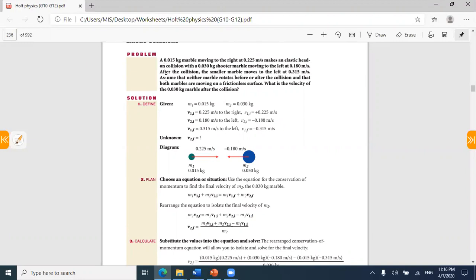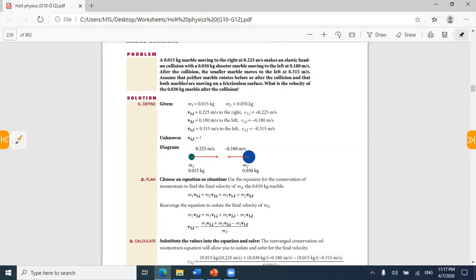I think it is in page 209. A 0.015 kilogram marble, so this is M1, moving to the right with 0.225 meters per second, V1 initial, enters into an elastic head-on collision, so it is given elastic, with a 0.03 kilogram M2, moving to the left with 0.18, so V2 initial is negative 0.18. It is clear here.